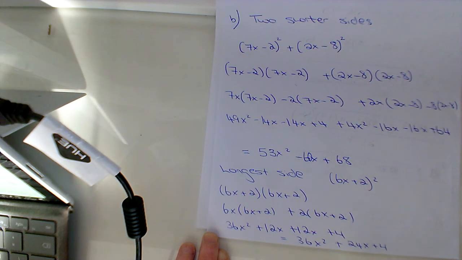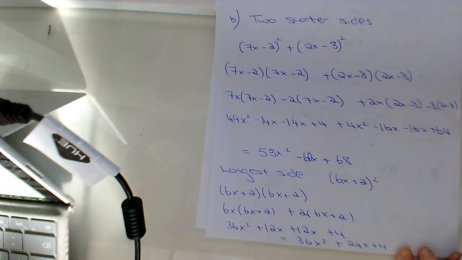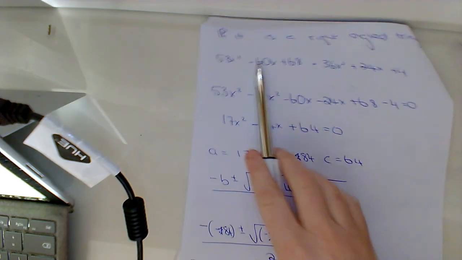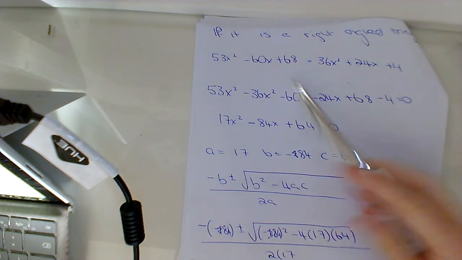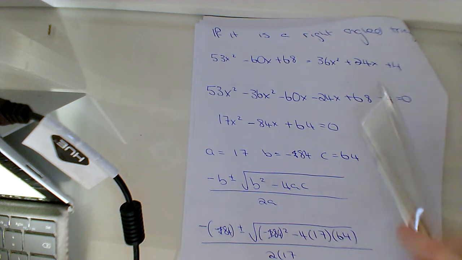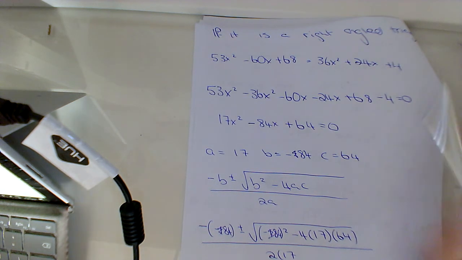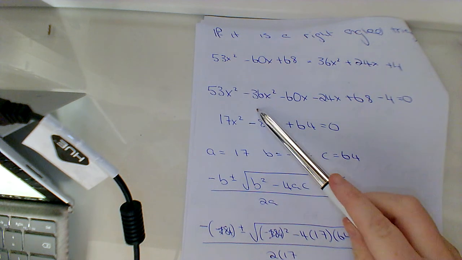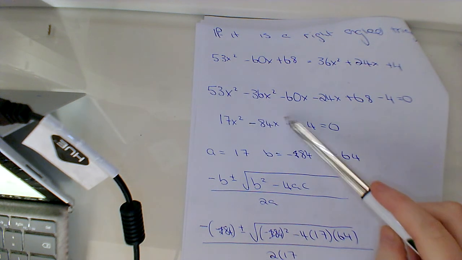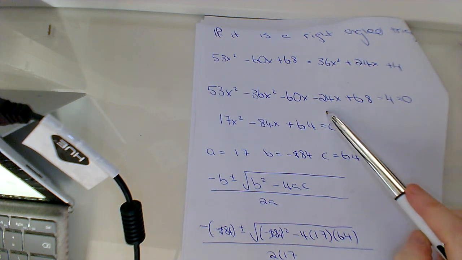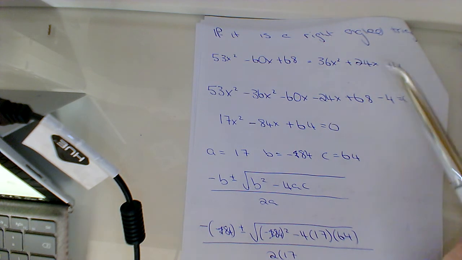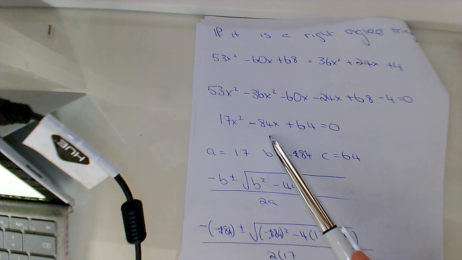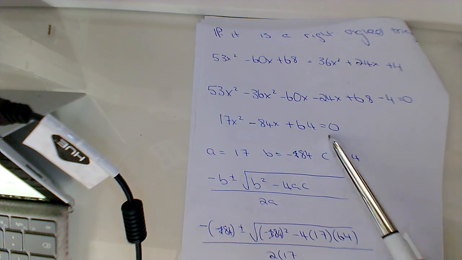And when I tidy that up, I have 36x squared plus 24x plus 4. So if it is a right angle triangle, this here was my two short sides added together, and this is my long side. They should be equal to one another. So what I've done is I brought everything over to one side, and I'll have 53x squared. Bring this over, becomes minus 36x squared, minus 60x, bring this over, becomes minus 24x, and I have plus 64, and bring this over, becomes minus 4 is equal to 0. So I have 17x squared minus 84x plus 64 is equal to 0.